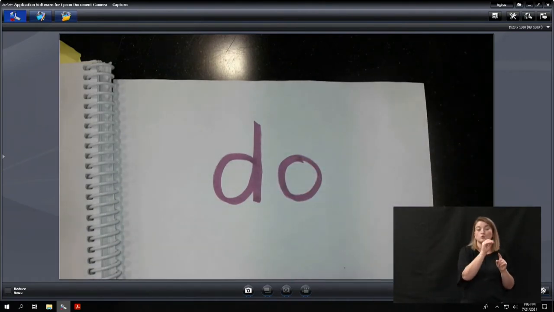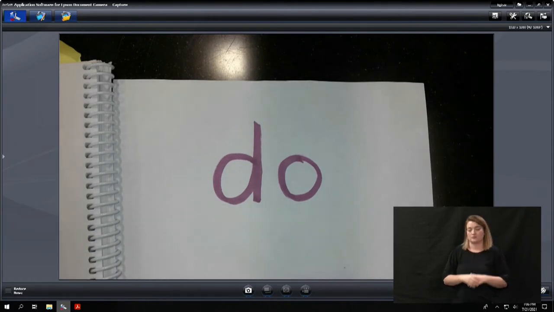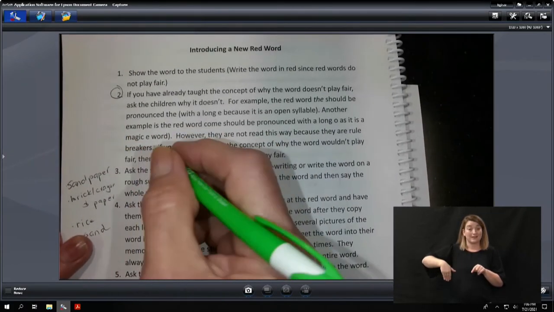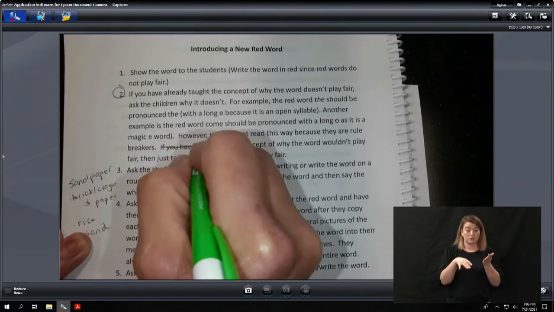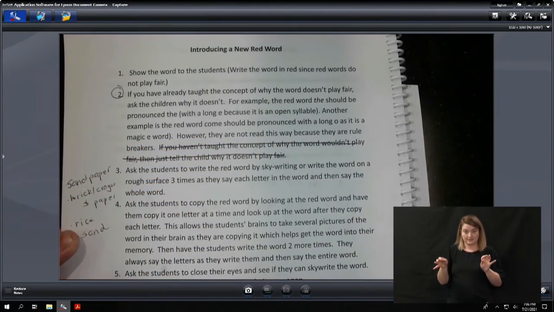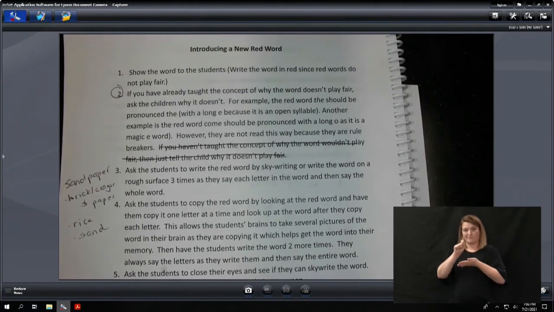If you haven't taught the skill, go to number 2, that very last sentence where it says, if you haven't taught this concept of why the word doesn't play fair, then just tell the student. I suggest crossing that sentence out. This will be an edit that I will make. Because if you haven't taught him the skill and you tell him why it doesn't play fair, it's going to sound like wah, wah, wah. They don't have anything to hang it on to. So if it doesn't play fair, just say it doesn't play fair. But if you've taught them the skill, tell them why.